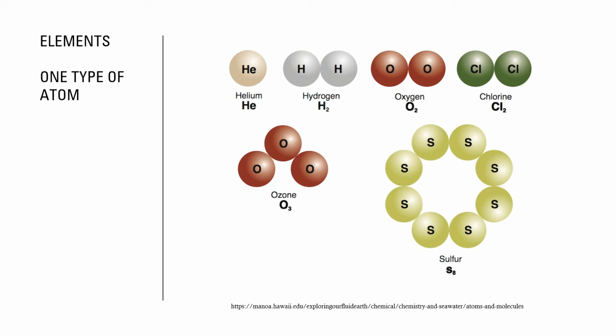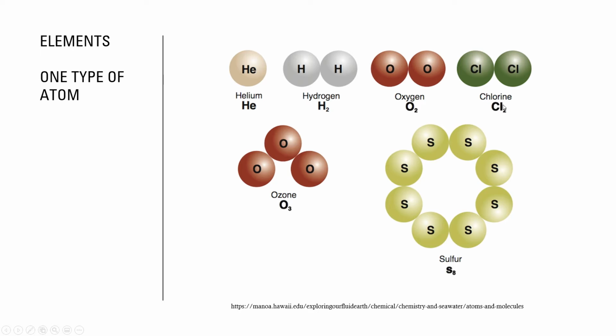Now an element by definition is made up of one type of atom, but in particular what I'd like to share with you is that we can see that there are many different versions of elements. This helium atom here is only made of one atom. It's an element because it's only made of helium, whereas things like hydrogen and oxygen and chlorine here are all made of two atoms, but they're only made of the one type. This hydrogen molecule is only made of hydrogen atoms, the oxygen is only made of oxygen atoms, and the chlorine is only made of chlorine atoms.